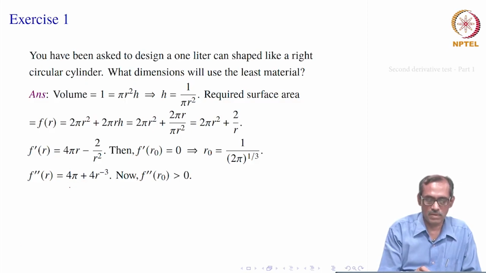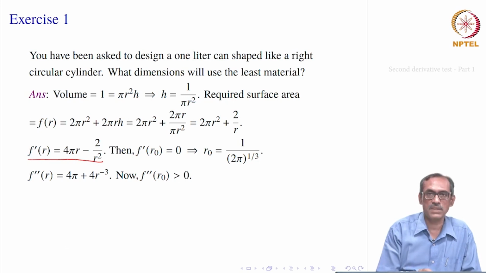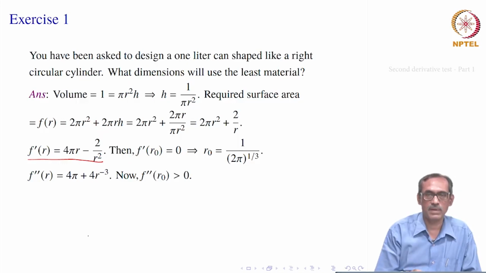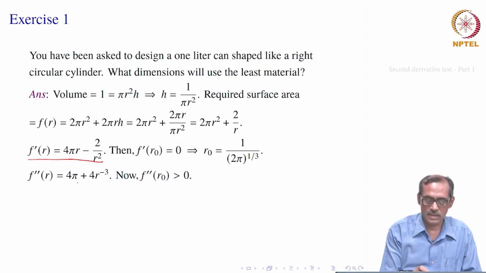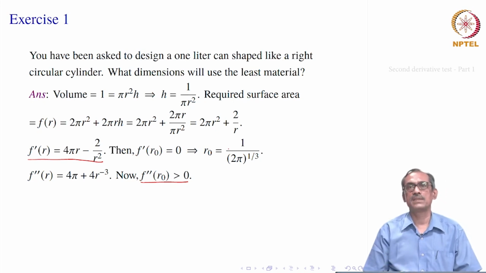So, to do that, let us take its double derivative. f prime r is equal to 4 pi r minus 2 by r square. Differentiating with respect to r, we would get f double prime equal to 4 pi plus 4 r to the power minus 3, the minus sign changes because another minus is coming. So, this is our f double prime r. Now, at the critical point r 0, if you evaluate it, anyway it is positive, bigger than 0. We are not finding it exactly, all that we need is its sign.